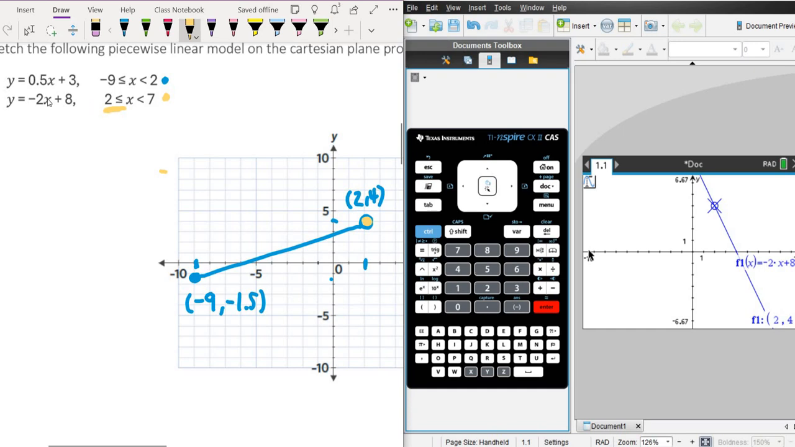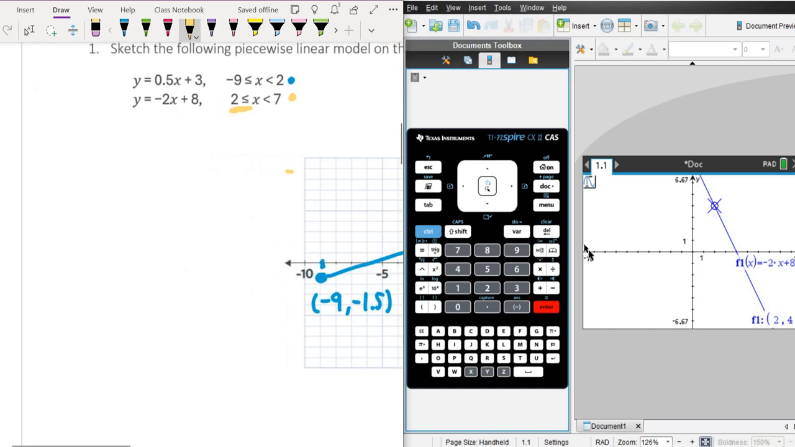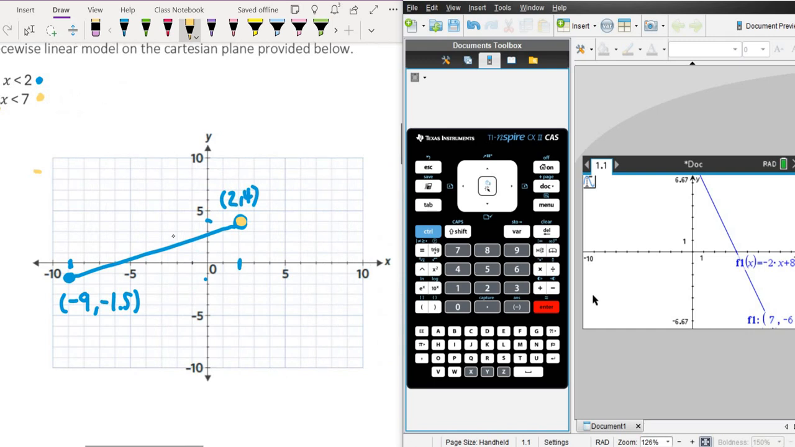And this part of the graph ends at 7. So we need to find that point. So 7 and enter on the CAS. This point, 7, negative 6. So we need to go there. So 7 is here, negative 6 is here. So where they meet is right here. So we label it 7, negative 6. And we are not including 7, so this needs to be an open circle. And now we have 2 points. We connect these 2 points and this is our graph.